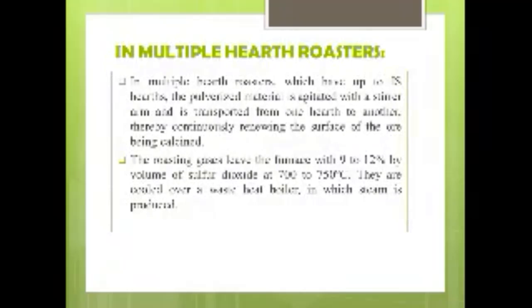So we talk about how the reaction is carried out in multiple hearth roasters. In multiple hearth roasters, which have up to 14 hearths, the pulverized material is agitated with stirrer arms and is transported from one hearth to another, thereby continuously renewing the surface of the ore being calcined.